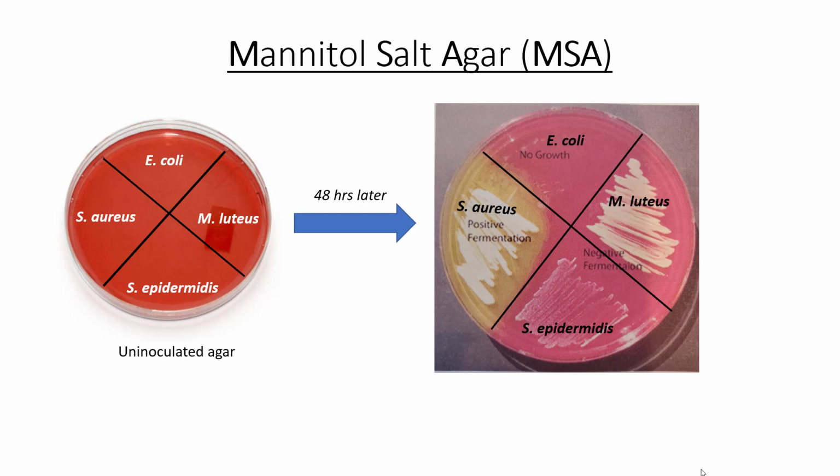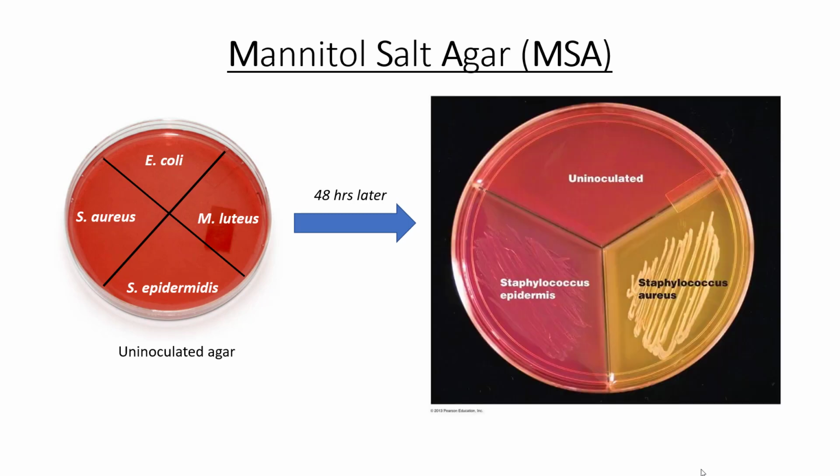Now, in addition to the growth, you'll notice that Staphylococcus aureus has turned the agar yellow, while the other species keep the agar pink. In fact, that difference between Staphylococcus epidermidis and Staphylococcus aureus is one of the easiest ways to distinguish between the Staphylococcus epidermidis, which is found on your skin but rarely pathogenic, from the much more pathogenic Staphylococcus aureus. So a positive result for mannitol fermentation is turning the agar yellow, and you see that clearly here with Staphylococcus aureus.